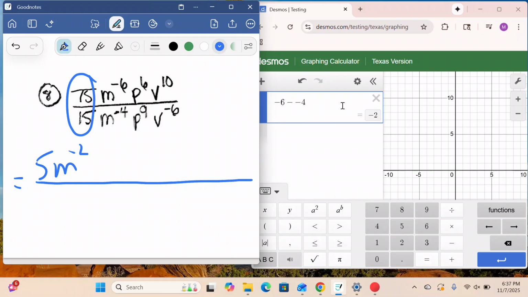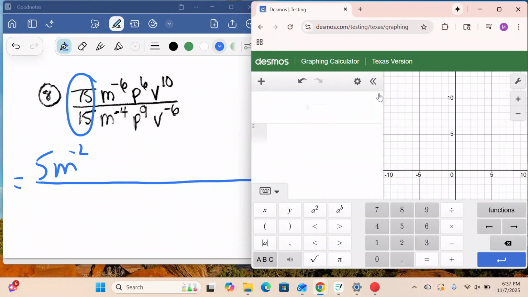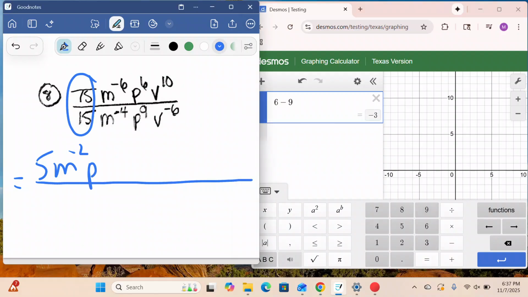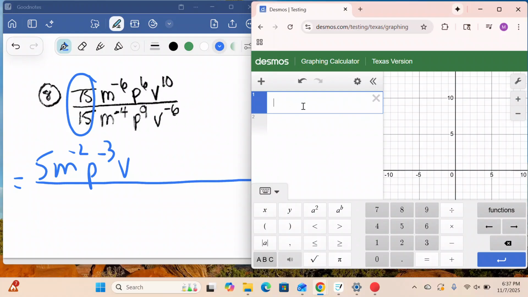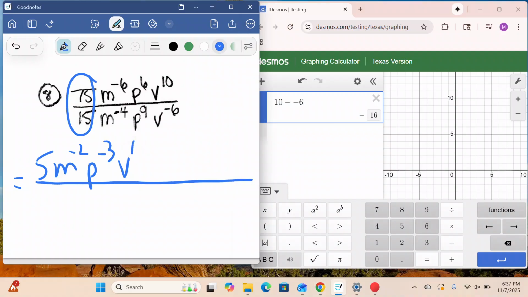Then I got a pair of p's, and it is 6 minus 9. So what I'm going to do is 6 minus 9. And the answer is negative 3. I'm going to put the p, and I'm going to do negative 3. I'm going to have a lot of negatives. And then the b, I'm going to keep the pair of b's right there. And I'm just going to subtract the exponents. So I'm going to go ahead and subtract 10 minus negative 6. And the answer is 16.